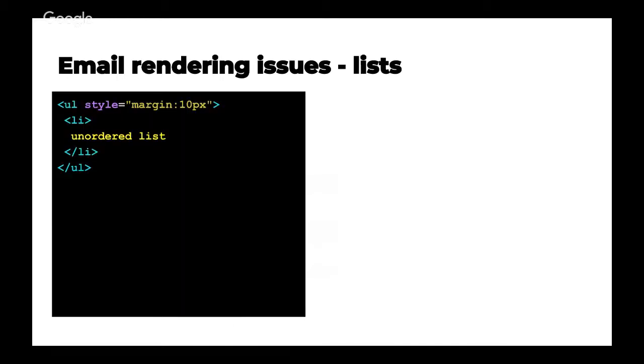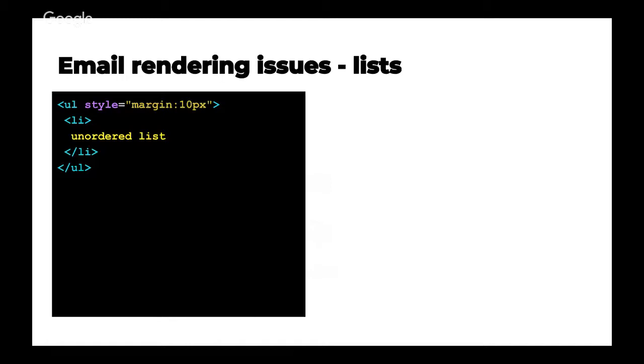Next issue I want to look at is lists. I see a lot of people, instead of using a semantic tag like a UL for an unordered list or an OL tag for an ordered list, building it completely in tables. It does give you more consistent rendering, but actually lists have really good support. If you send a normal UL and LI across every email client, it will work.